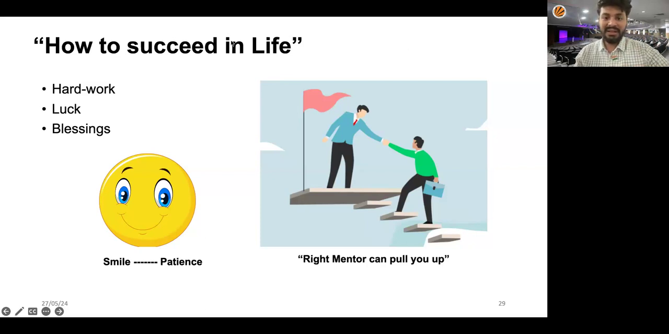Another thing, the right mentor can pull you up. If you choose a right mentor, and listen to the right mentor, whatever he or she says to you, he or she will definitely help pull you up. So please think about it. The right mentor can pull you up.